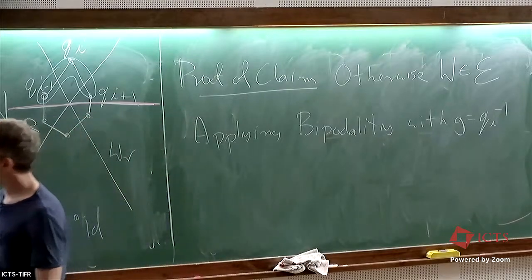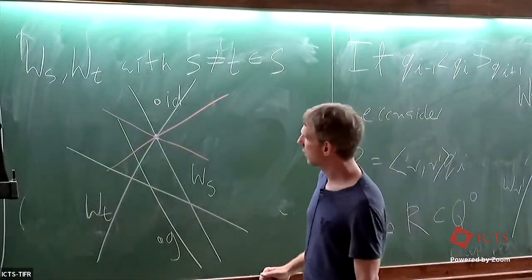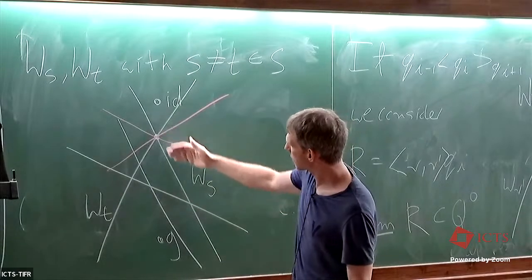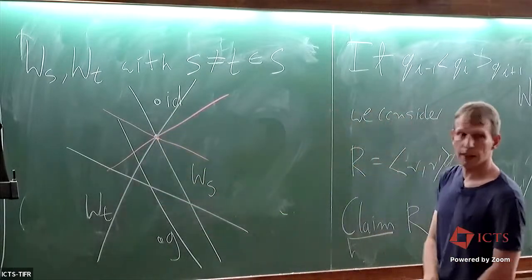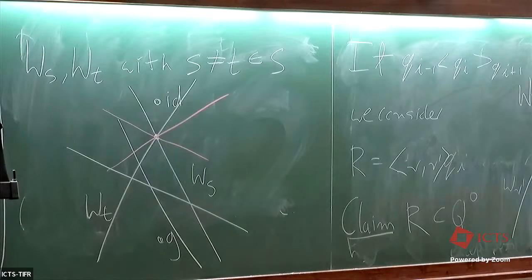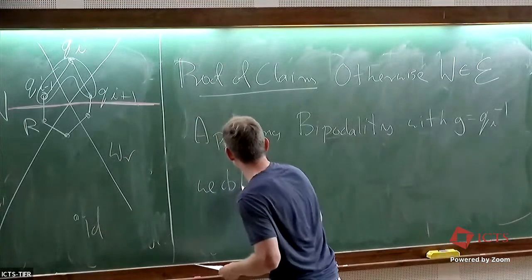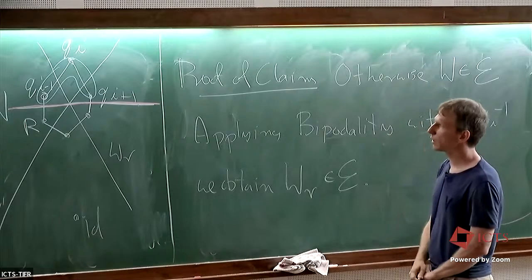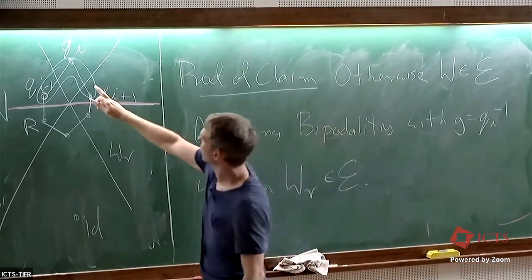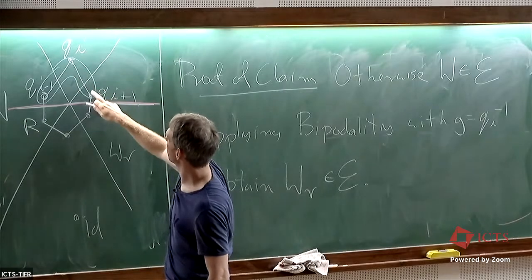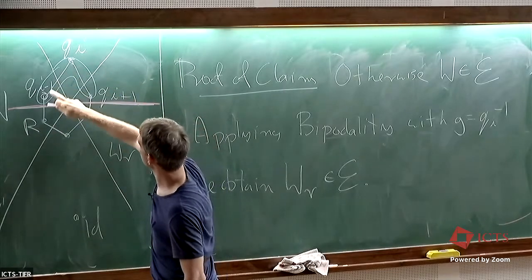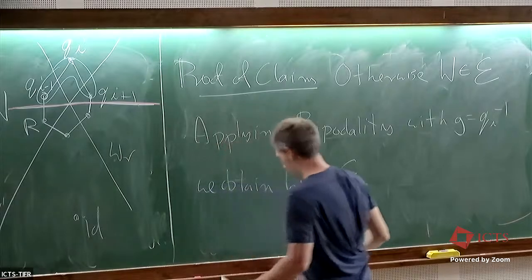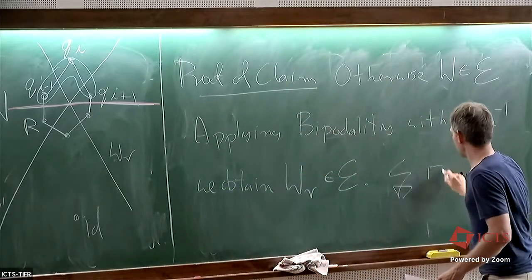So if the conclusion of bipodality fails, the assumption must fail. If the assumption fails, this means that this wall Ws and also Wt have to be elementary. So we obtain, say, that Wr is an elementary wall, but this contradicts the fact that here we didn't change the component, we stayed in Q. We assumed at the beginning that Wr is not an elementary wall. So this is a contradiction, and this proves the claim.